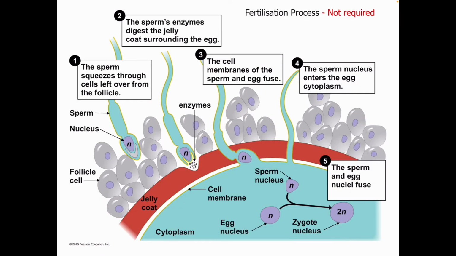So this shows the process of fertilisation. You don't need to know this much detail, okay? But generally speaking, what happens is the ovum will be surrounded by several sperm. The sperm will release the enzymes contained within their acrosomes to digest through the jelly coat surrounding the egg. The sperm nucleus only will enter the egg cytoplasm, and the sperm nucleus will fuse with the egg nucleus to form the zygote. So you have the haploid sperm nucleus with the haploid egg nucleus. When they fuse, you get a diploid zygote.